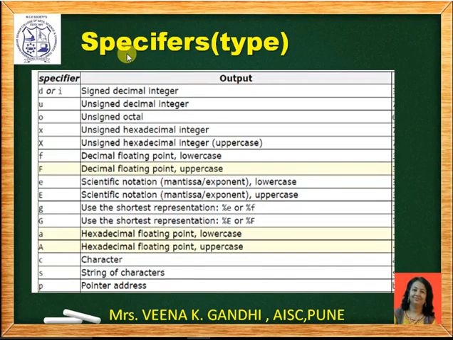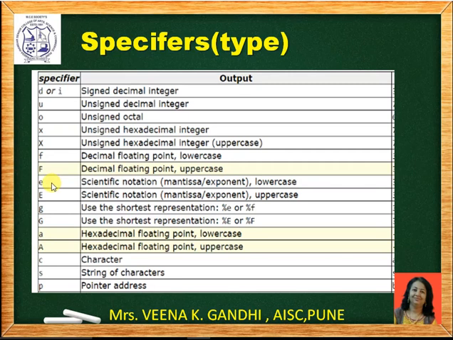The type or conversion specifiers are: character for specifier is D or I, meaning you can use %d or %i for signed decimal integer having base 10. You can use %u for unsigned decimal integer having base 10. You can use %o for unsigned octal having base 8. You can use small x or capital X for unsigned hexadecimal integer. You can use small f or %F for decimal floating point number.